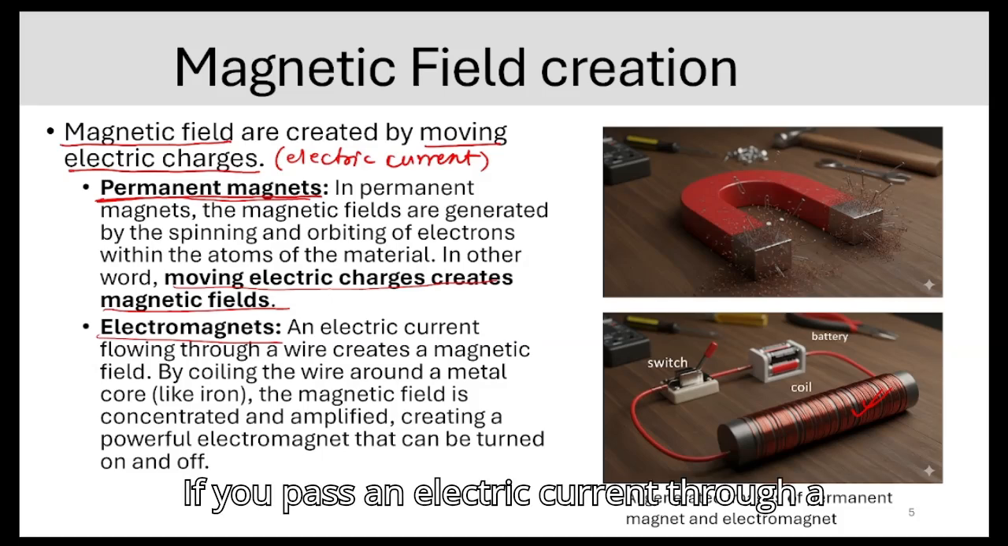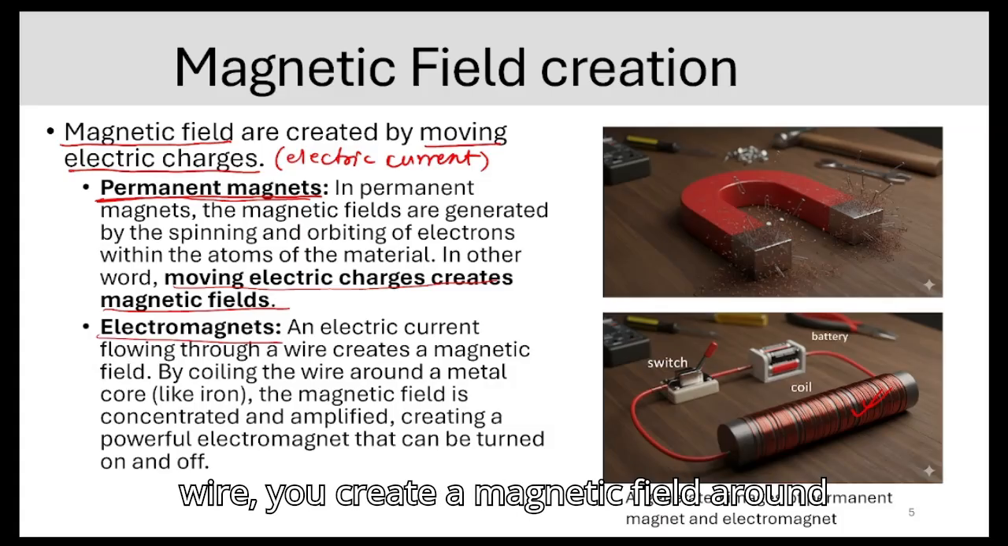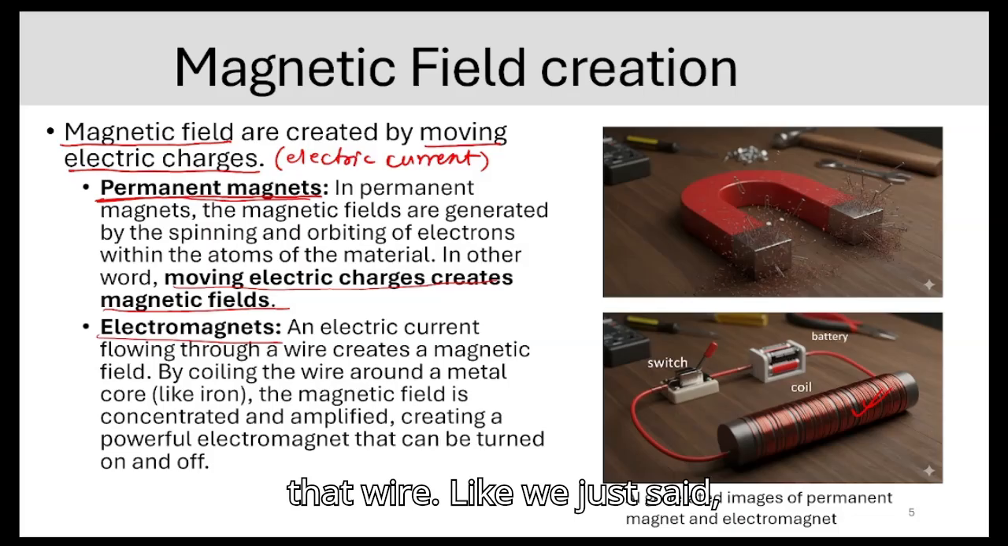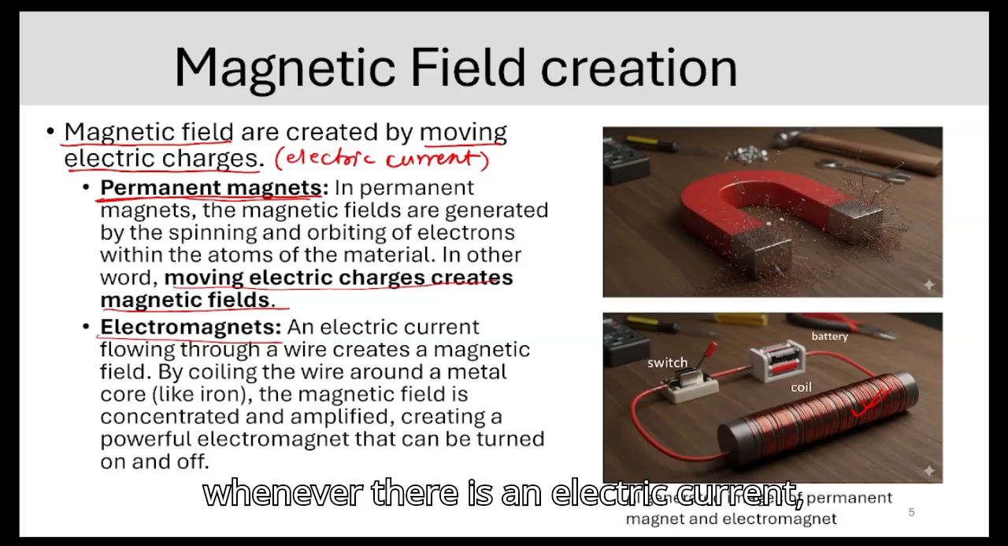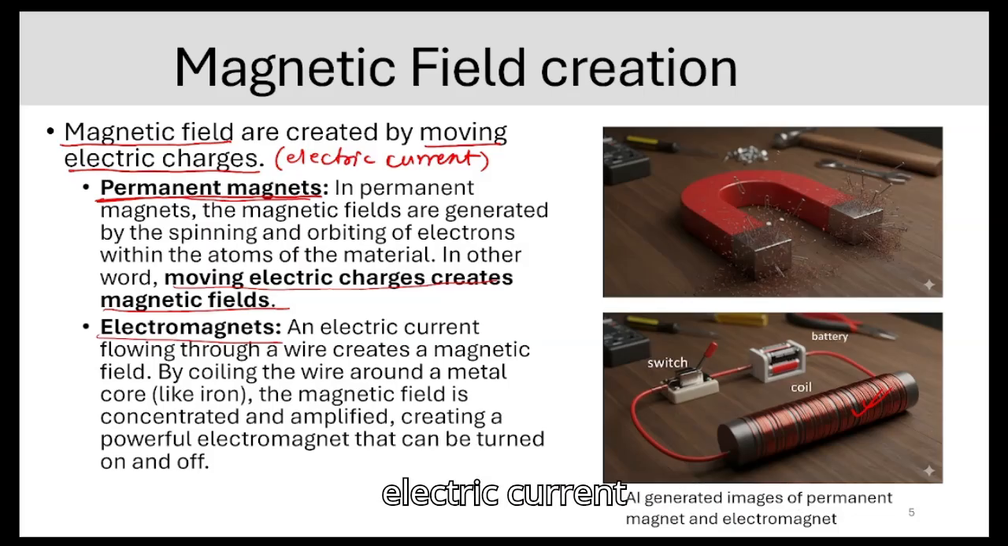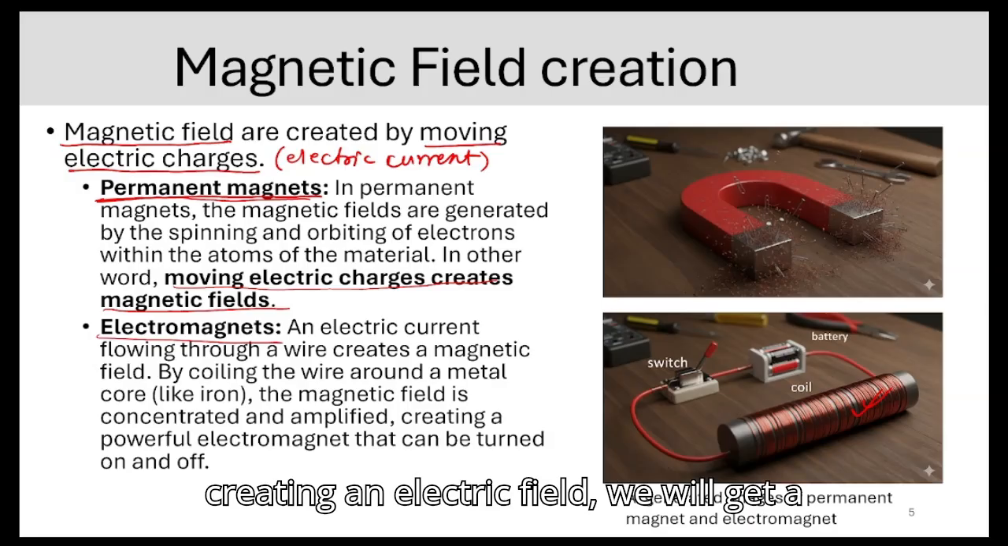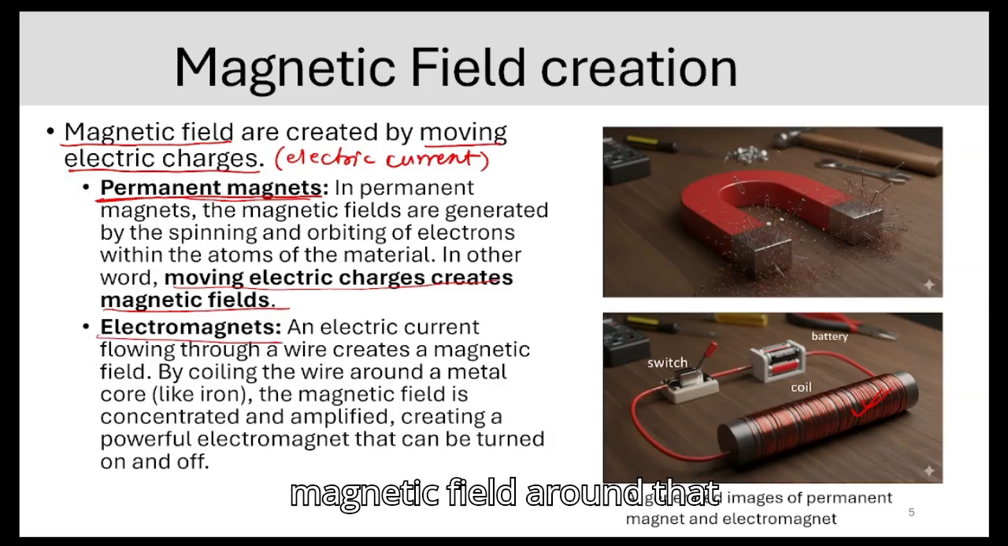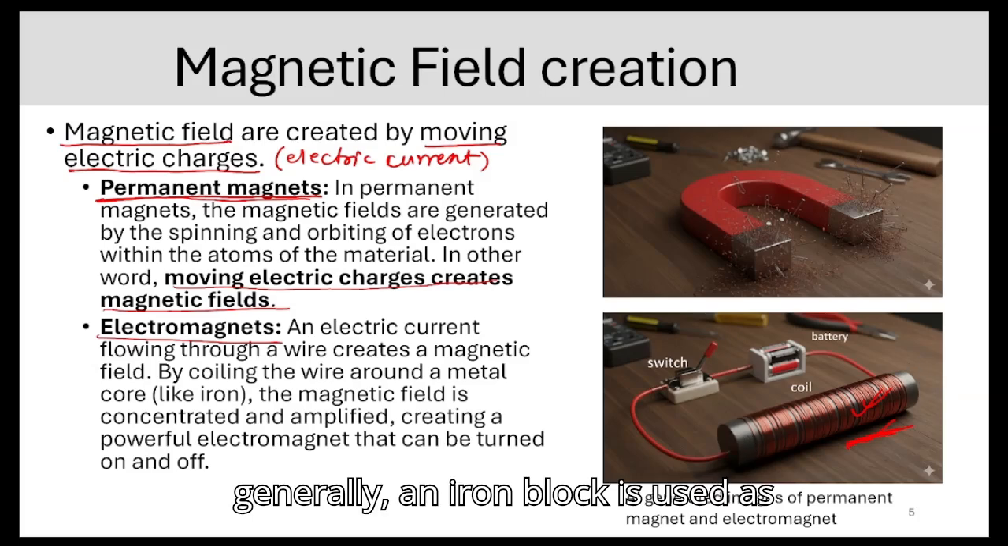If you pass an electric current through a wire, you create a magnetic field around that wire. Like we just said, whenever there is an electric current, we will get a magnetic field around that wire, and by wrapping that wire into a coil, we can see in the example here we have a magnetic material, solid, generally an iron block, used as this solenoid.